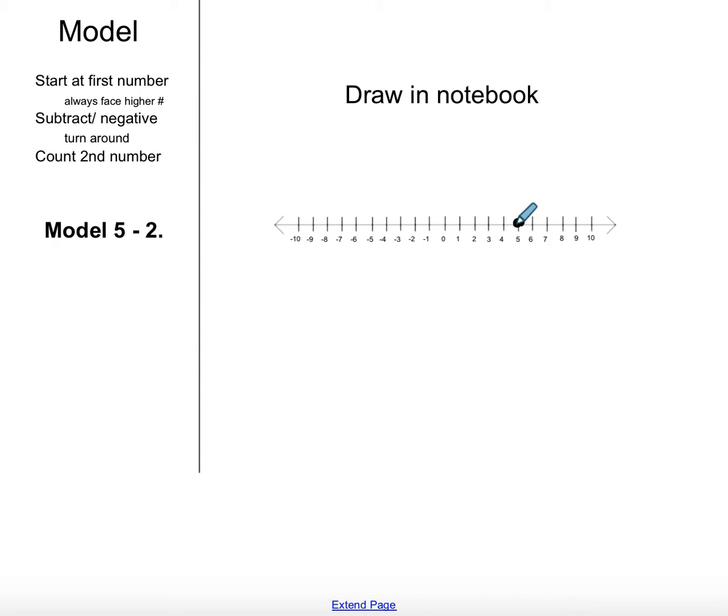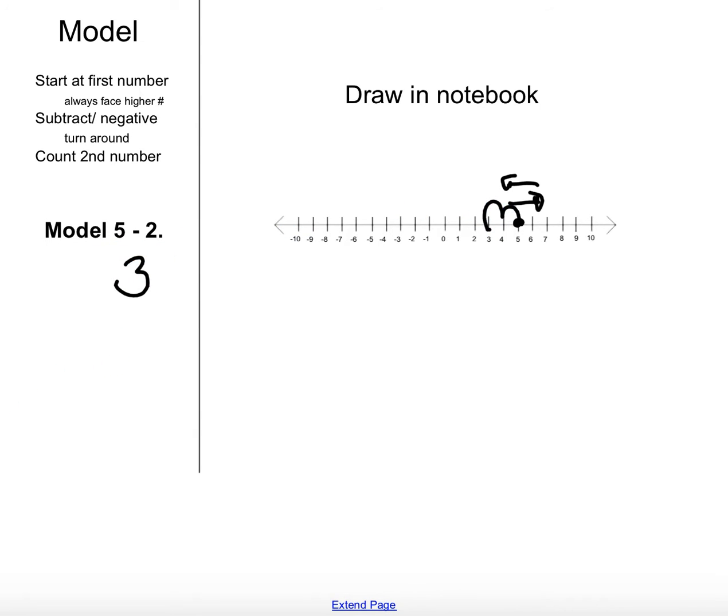I just want you to watch this first one. I'm going to have you draw the next one in your notebook. Always face the higher number, so I'm going to draw an arrow facing this way. Now, if you see a subtraction or a negative sign, which are the same thing, you turn around and you count the second number. So I see a subtraction, so I have to turn around, and then I have to count 2 spots, 1, 2. And we all know 5 minus 2 ends up at 3.